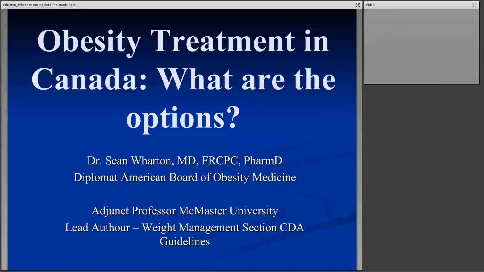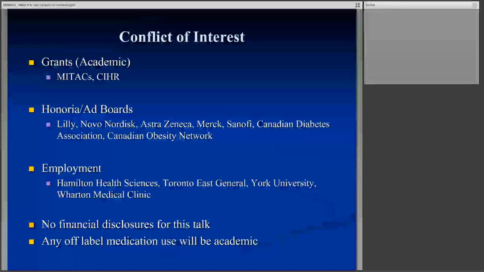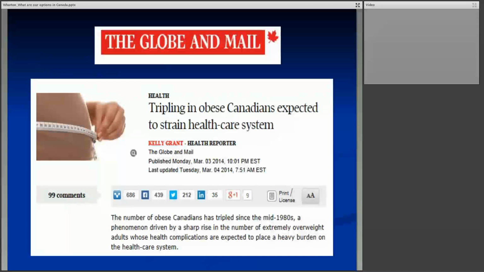So great, my talk today, I'm going to look at obesity treatments in Canada. What are the current options that are available? So here are my conflict of interest slides in terms of the grants that I've had from an academic standpoint, the honorariums and the different companies that I have worked with, and where I am currently working. There are no financial disclosures for this talk.